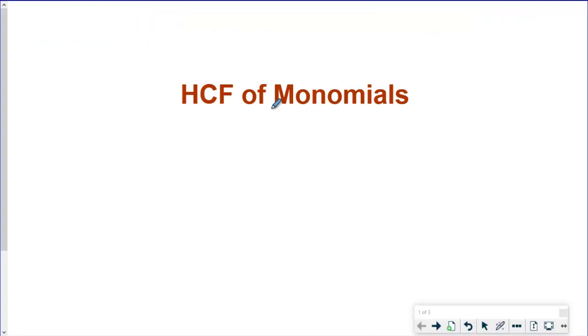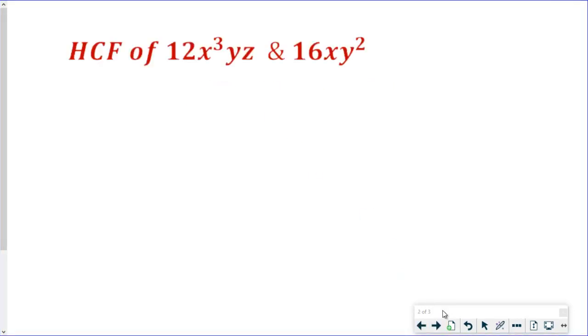Happy learning! In this video, we are going to see how to find the HCF of monomials. HCF means highest common factor. Here you can see two monomials. The first one is 12x cube yz. The other one is 16xy square.